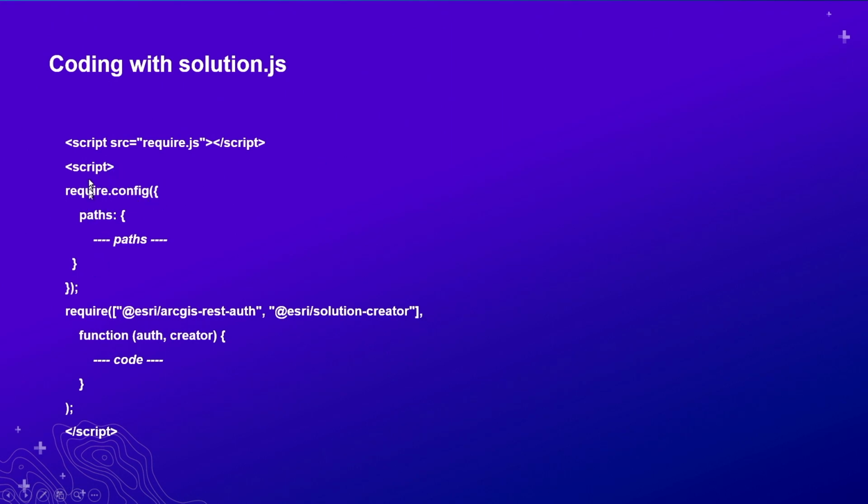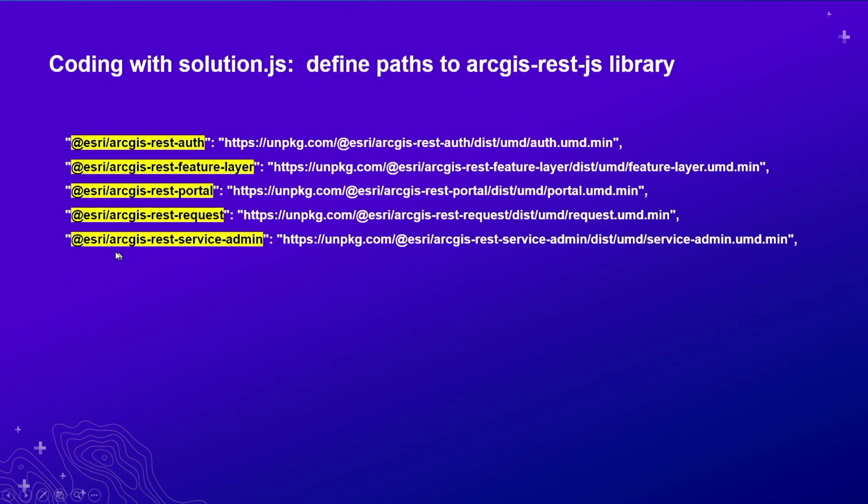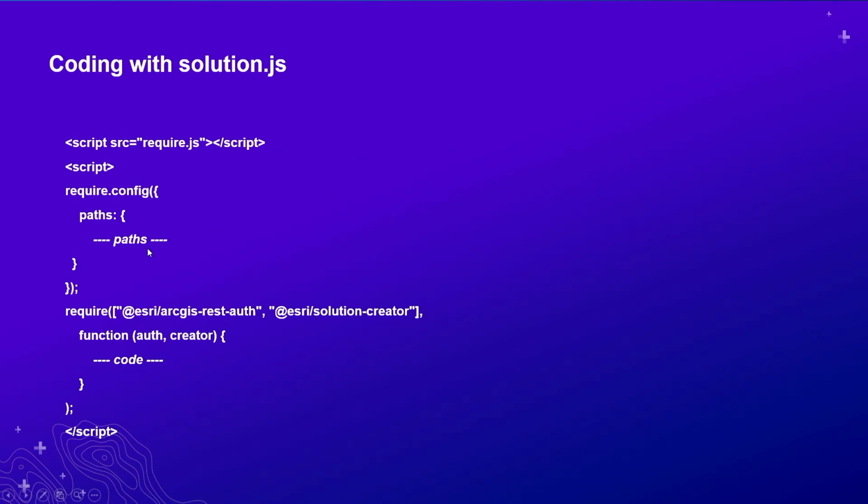We'll mention the paths where to find the different modules in the solution.js library, as well as the ArcGIS REST.js library. We've broken up each of the libraries into packages so that you can use just the part that you want. For example, you might want to just use, say, authentication and skip the rest. You can include just that piece, do what you need to do, and move on. It happens with creating and deploying a solution. We use a lot of modules, so we're going to need a bunch of those. But we will put the paths in here so that when the code needs a module, it knows where to find it.